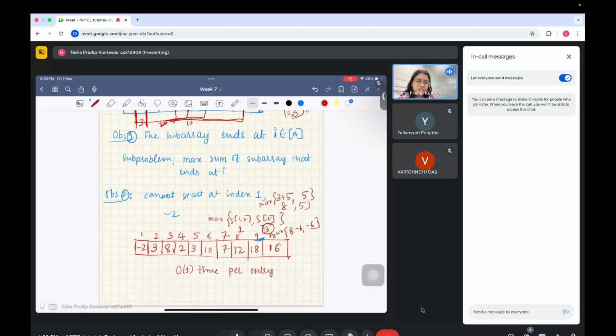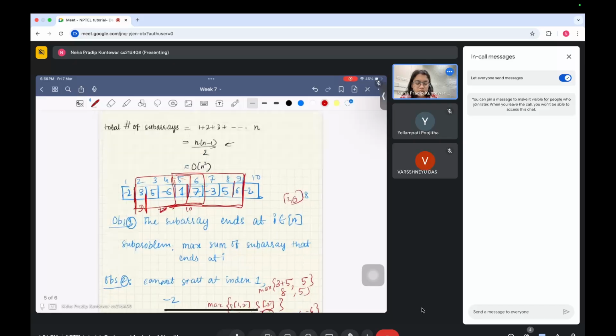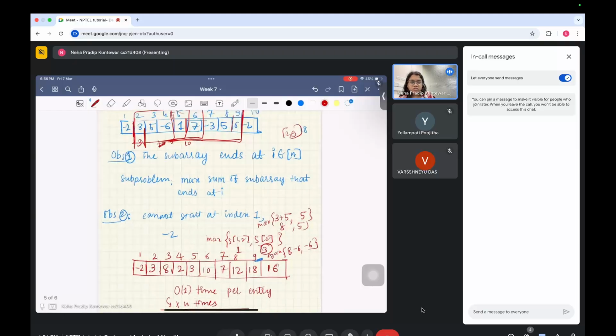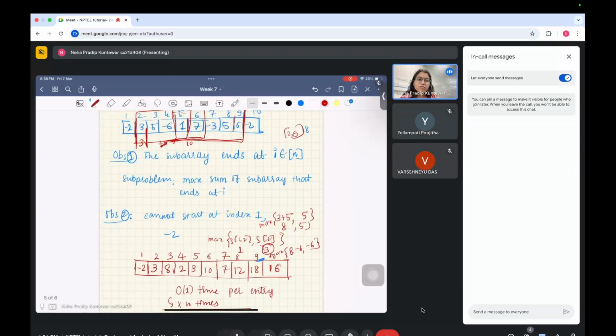Okay, and how many entries are there? There are n entries, because the array is of size n. So we are doing this n times. Hence the total time that the algorithm takes is order n. And why is this dynamic programming? Because I'm using my small subproblems to build a solution for the bigger subproblems, and I can use optimal solutions for these subproblems to build an optimal solution for my bigger problem.